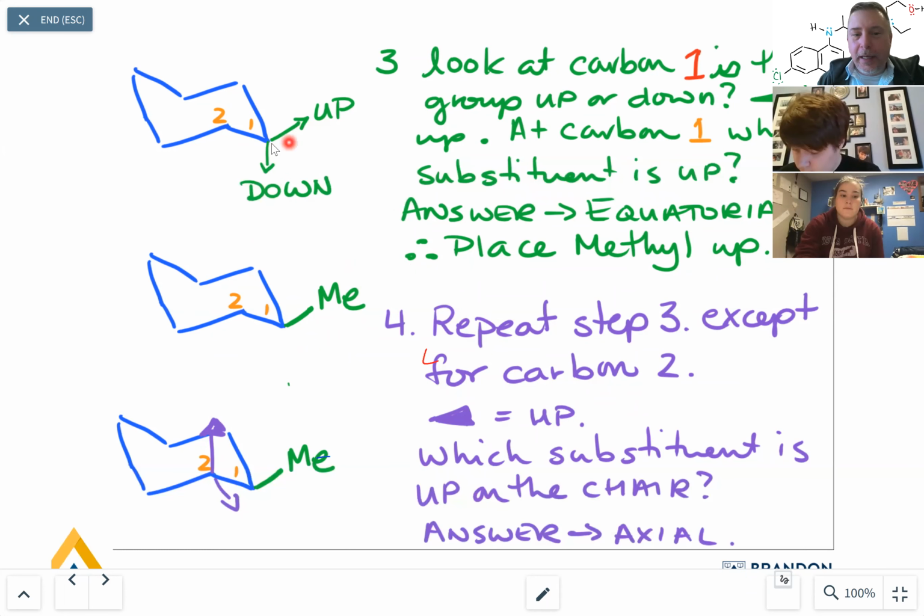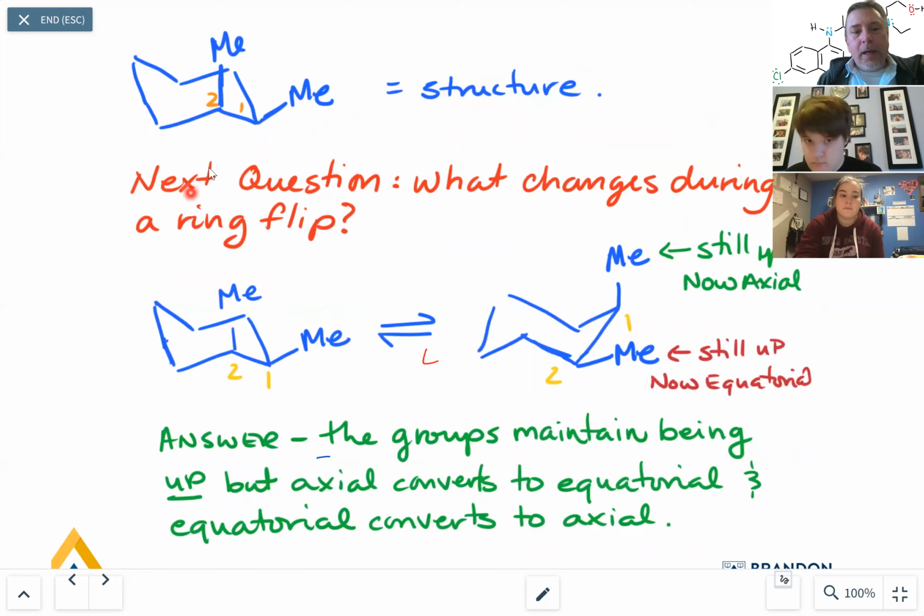We're basically, on each carbon, doing an analysis to see which group is pointing up and which one's down, and then adding the substituent in the appropriate fashion. So the methyl group was up on this carbon, the up group is equatorial. On carbon 2, the up group is axial. And so when we undergo this chair flip, carbon 2, the axial group becomes equatorial. Carbon 1, the equatorial group becomes axial.